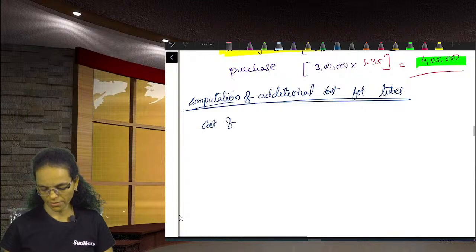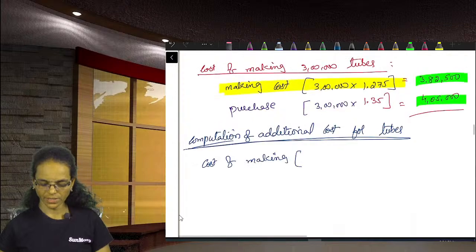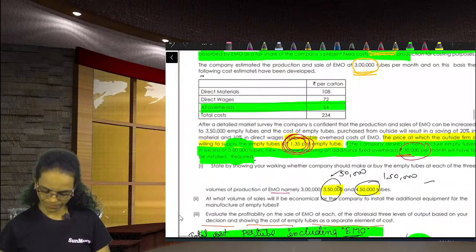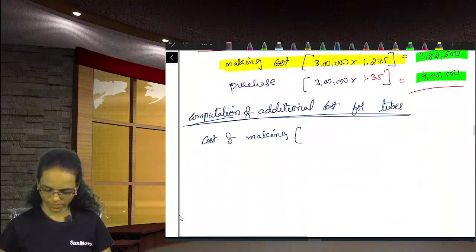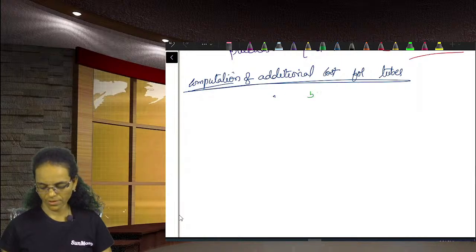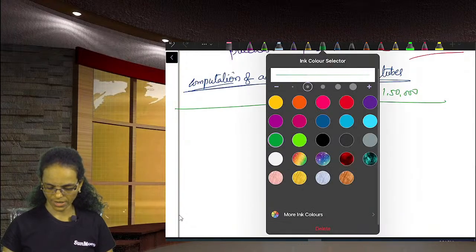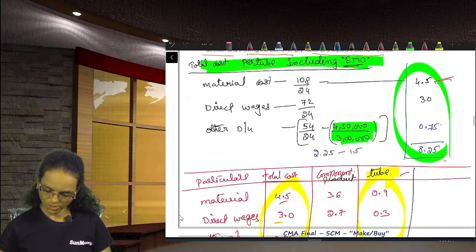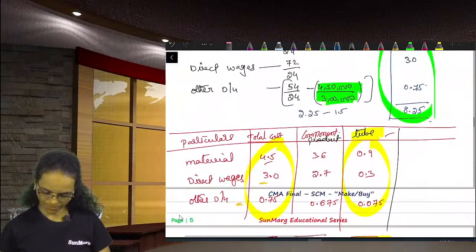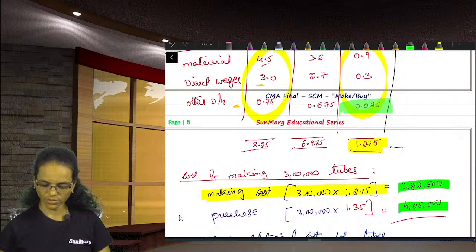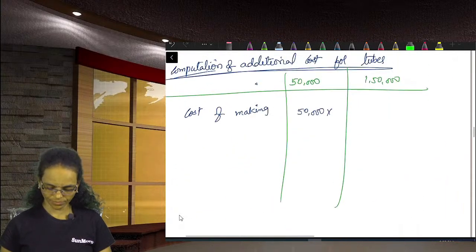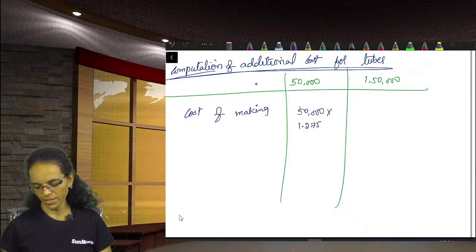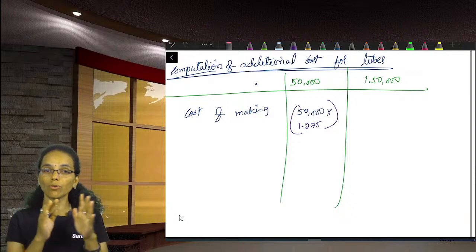See, cost of making, if we manufacture in-house, excess how many units we are manufacturing? 50,000 and 1,50,000. We'll write one by one here like this, 50,000 and 1,50,000 differently so that it is easy to calculate. Cost of making 50,000 units we are making. One is costing how much? Somewhere we have calculated, if we are manufacturing in-house, this is the cost, 1.275.